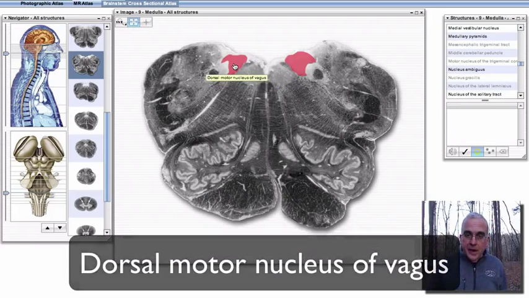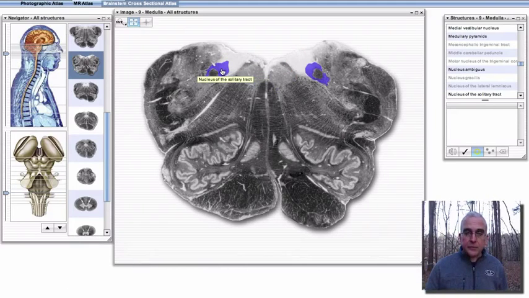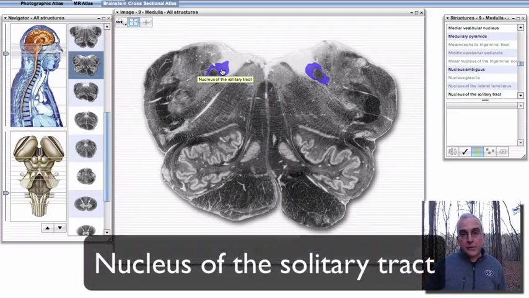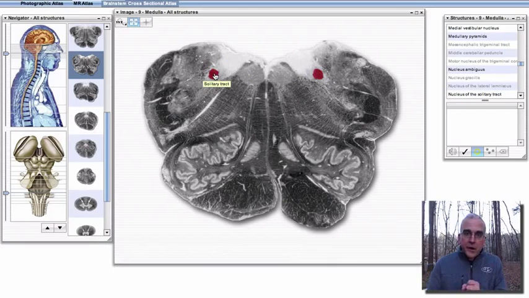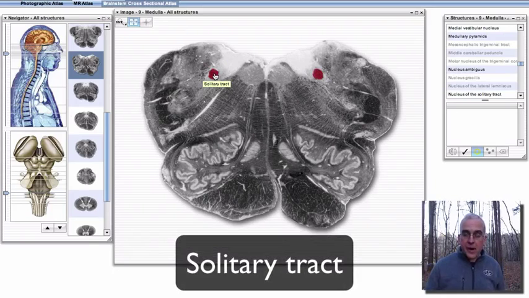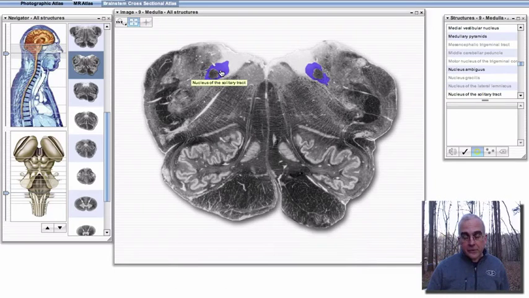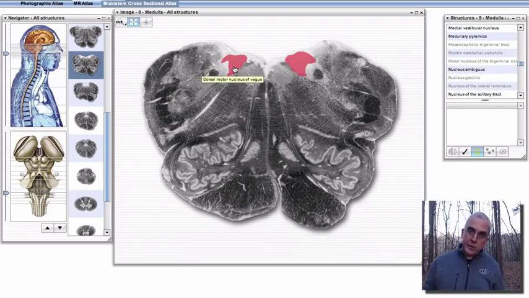And right next to that nucleus is a sensory nucleus, the nucleus of the solitary tract. And that's gray matter that surrounds this solitary compact bundle of white matter called the solitary tract. The nucleus of the solitary tract is a visceral sensory nucleus. The dorsal motor nucleus of vagus is a parasympathetic visceral motor outflow nucleus.